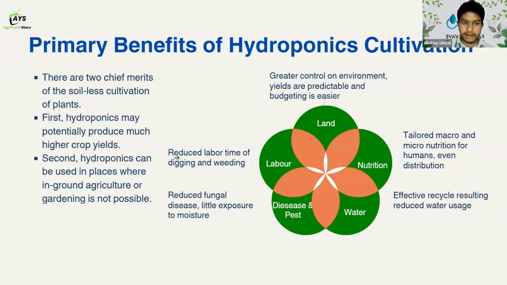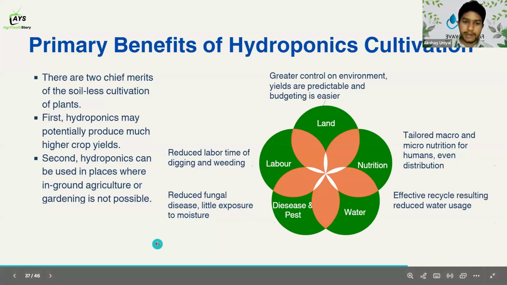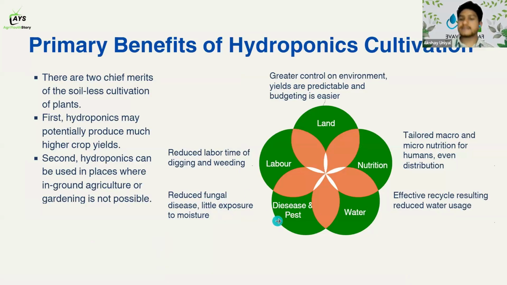Okay, yeah. So coming to the disease and pest problems, this used to be a big problem earlier. As I told you, waterborne, soil-borne, and airborne diseases are greatly reduced. It also reduces fungal diseases, with little exposure to moisture. This is one of the advantages of hydroponics, which I think I have concluded many times.